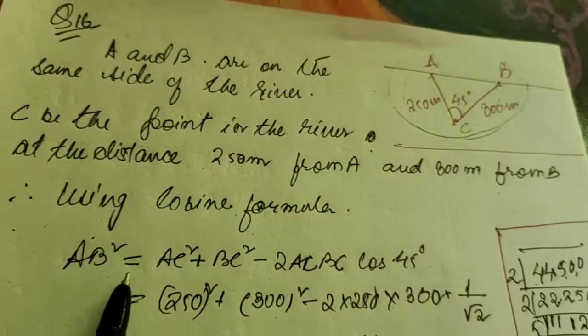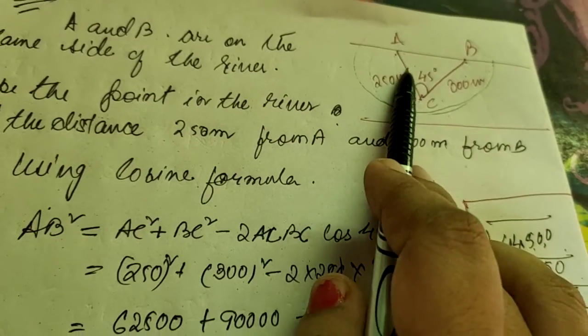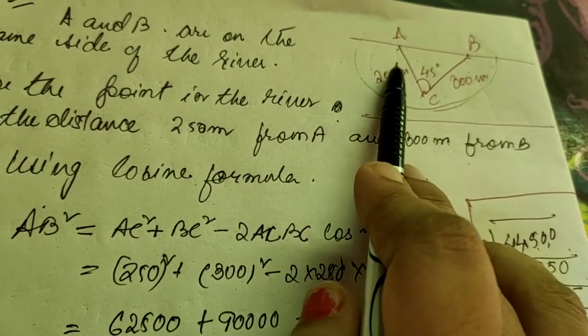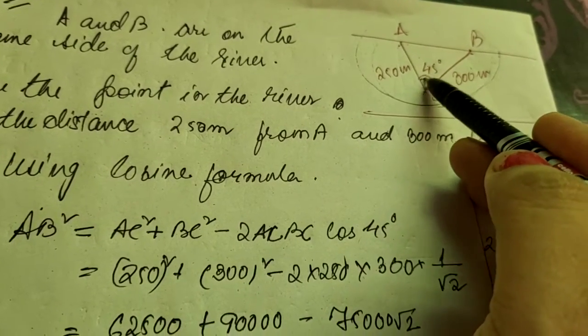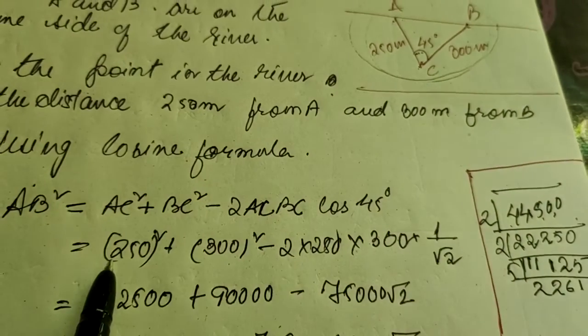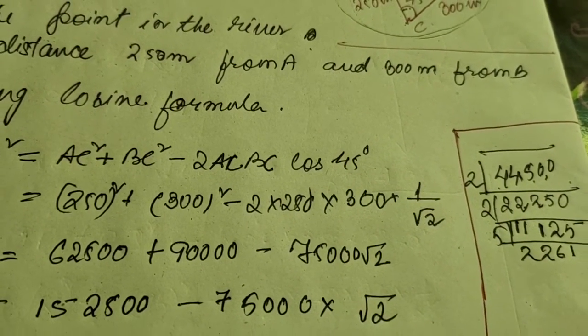So what does it cover? It covers that AB square, this is a triangle, AB square equals AC square plus BC square minus twice AC into BC into cos 45 degrees, and this 45 degrees is given in the question. Now this is 250 square, 300 square, 2 into 250 into 300 into 1 by root 2.